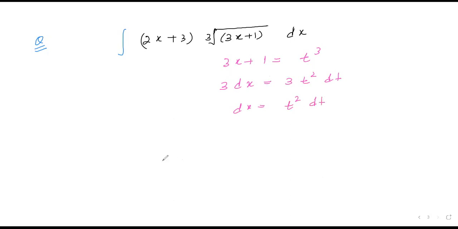Now after changing the variable, you can write this integral as, basically here you put 3x plus 1 as t cube. So the cube root of t cube is basically t, and dx is t square dt. Now you have to write 2x plus 3 in terms of t. For that, you have to calculate x in terms of t. So x is t cube minus 1 divided by 3.